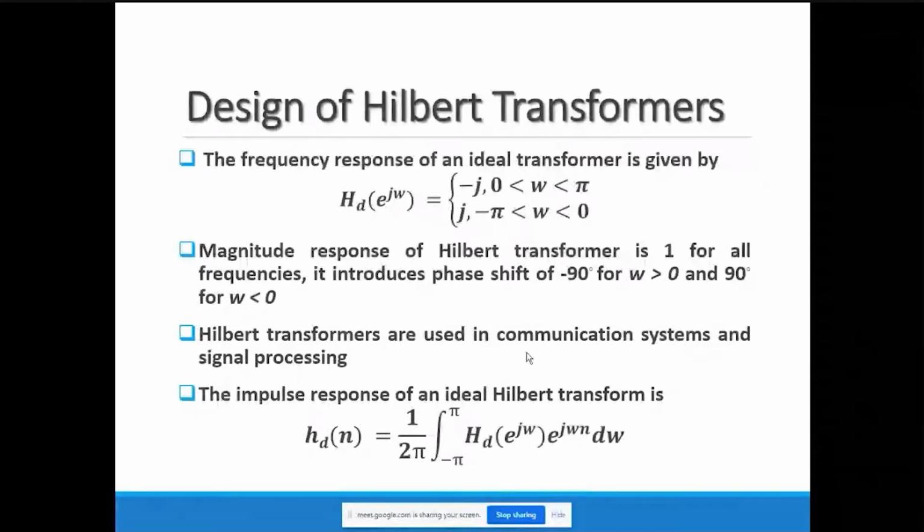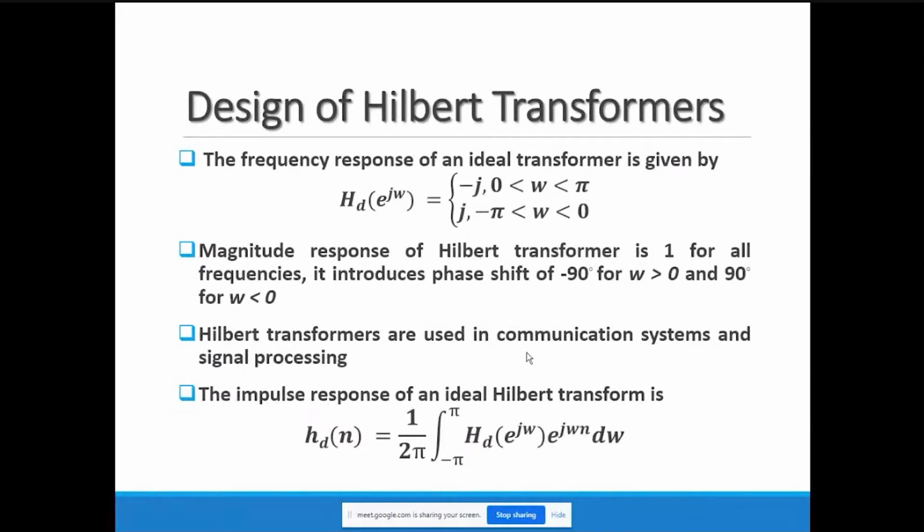It has a magnitude response of 1 for all frequencies, but it introduces a phase shift of minus 90 degrees when omega is greater than 0 and plus 90 degrees when omega is less than 0. So that's why you get the minus j term when omega is in the range of 0 to pi, and j when omega is in the range of minus pi to 0. When omega is greater than 0, in the first case you get minus 90 degrees, so minus j. In the second, plus 90 degrees, so you get the j term over here.